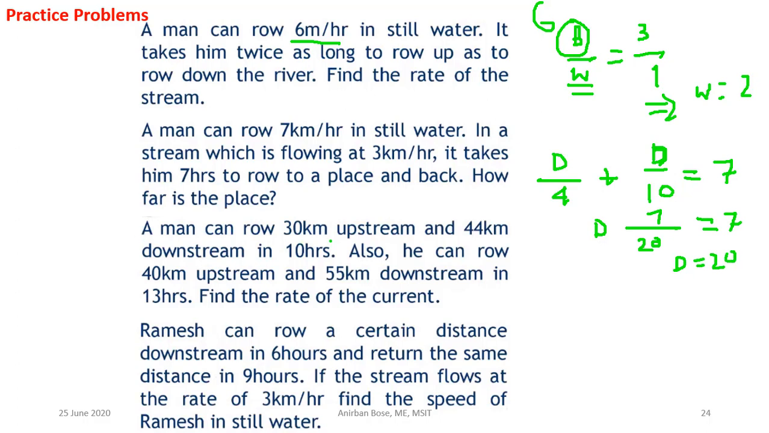This one, a man can row 30 kilometer upstream and 44 kilometer downstream in 10 hours. And he can also row 40 kilometer upstream and 55 kilometer downstream. So this is the problem similar to what you have seen. Write the equation first. So 30 kilometer upstream, so upstream it will be 30 by B minus W, plus 44 kilometer downstream, so 44 by B plus W. Okay, and that is equal to 10 hours.